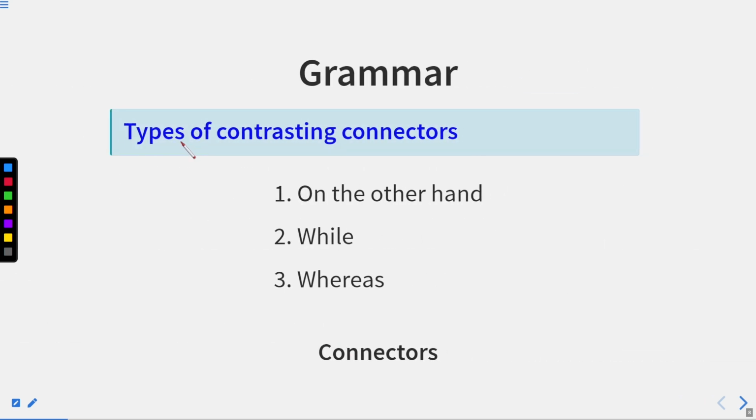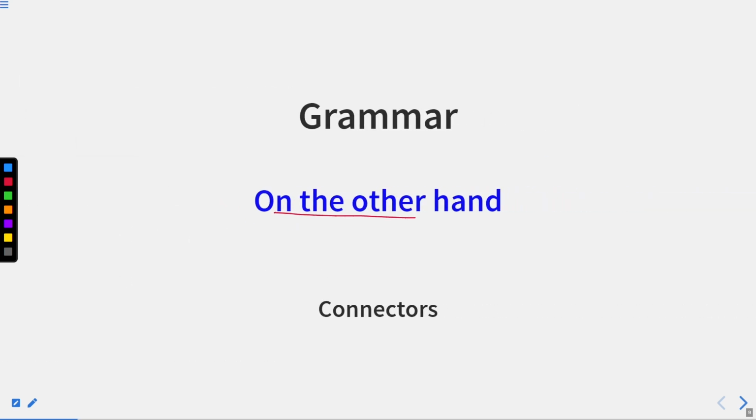So here we are going to discuss types of contrasting connectors. So basically we can have many types of contrasting connectors, but here we are going to discuss a few of them. So first we'll have the contrasting connector that is on the other hand. It means something has been said and on the other hand we have several other parts of it. So there we can state with on the other hand. Now, while and whereas. So these three are contrasting connectors which we are going to discuss in this session. So let's begin. First, we'll discuss on the other hand.